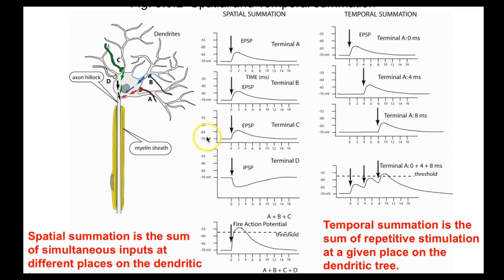Now, this is just for you to appreciate. The spatial summation, meaning the summation of the simultaneous input on the dendrites from here and also from here, different locations. Temporal means time. Temporal summation is the summation of repetitive stimulation at the same location on the dendritic tree. That is temporal summation.